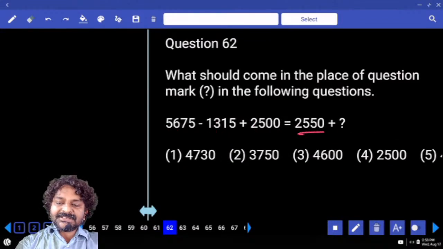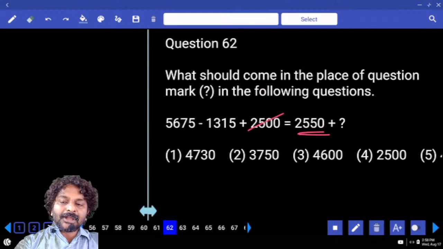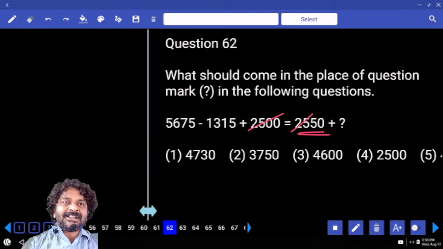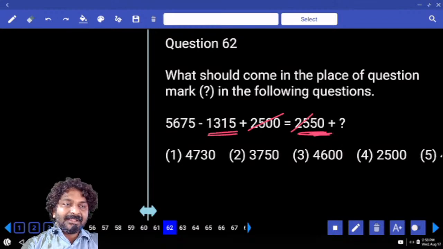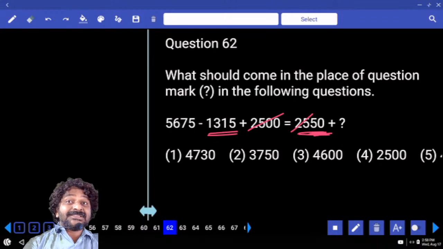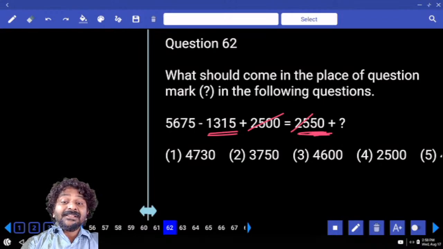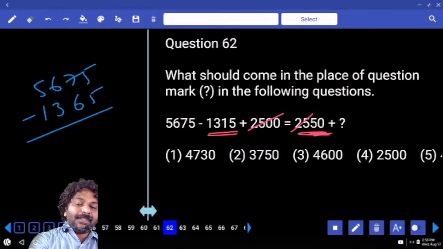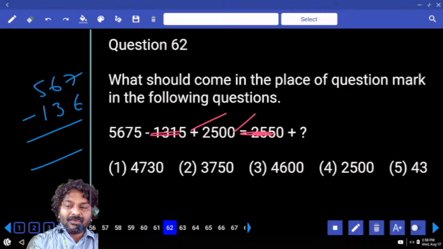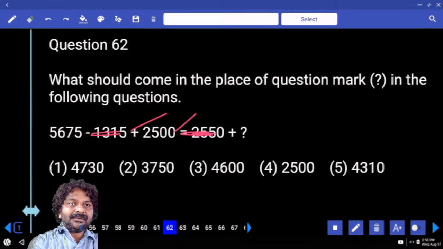So you need to take this number to the left hand side value. 2500 cancelled. Still on the right hand side, how much negative number is there? 50, and it becomes 1315 plus 50. 1365. 5675 positive number. Negative number 1365. The answer must end with 10, and there is only one.